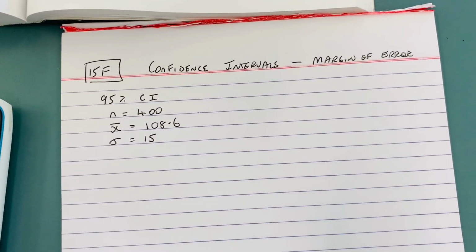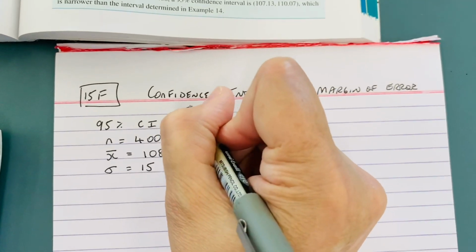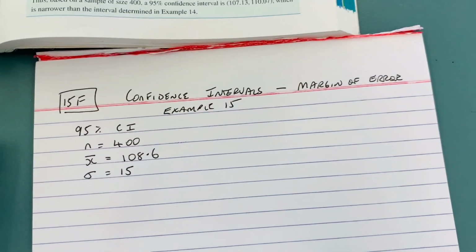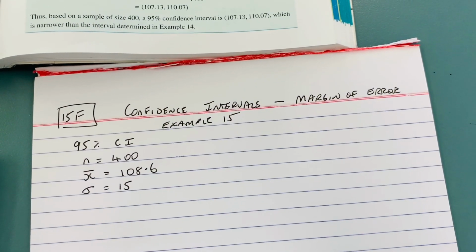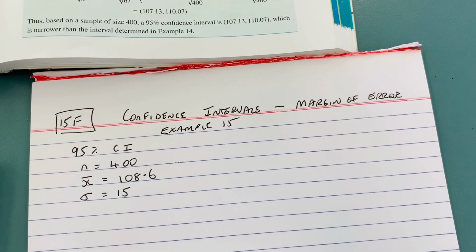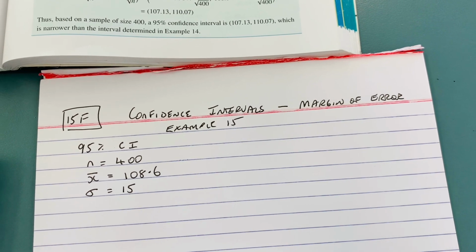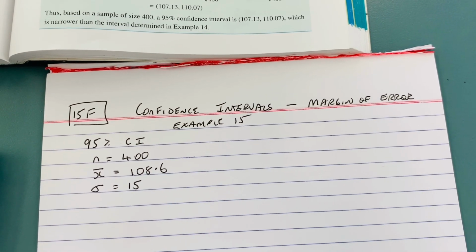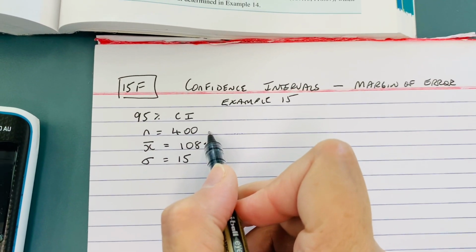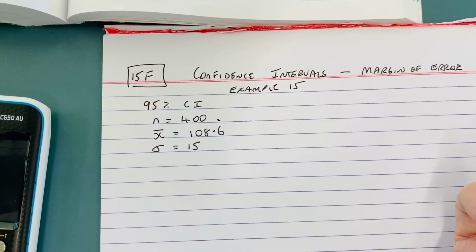So 15F, confidence intervals again. We're looking at example 15. Example 15 continues on from example 14, same setup, looking at IQs. We want a 95% confidence interval. We have a sample mean of 108.6, standard deviation of 15. What is different is we have a much larger sample size. In example 14, we only looked at a sample size of 100.